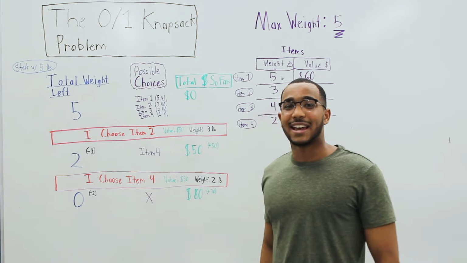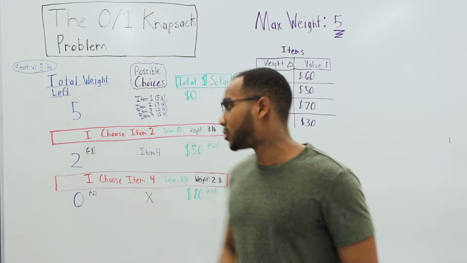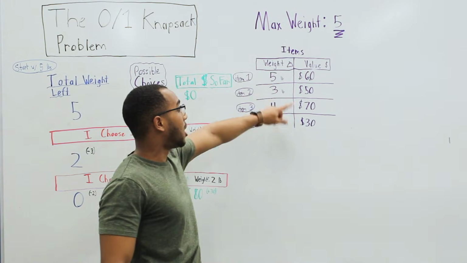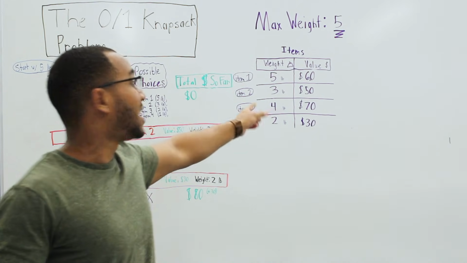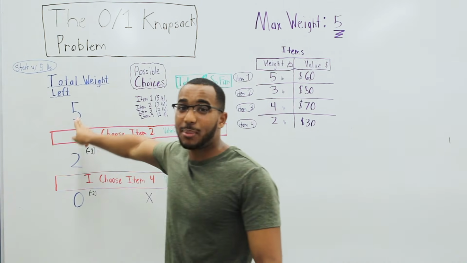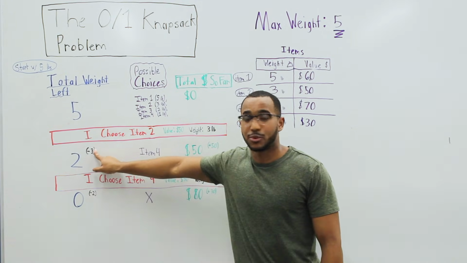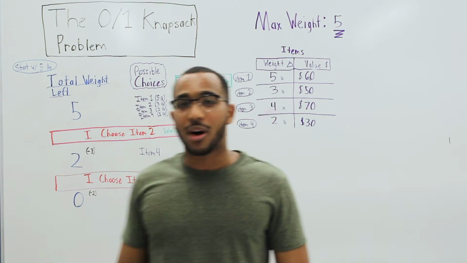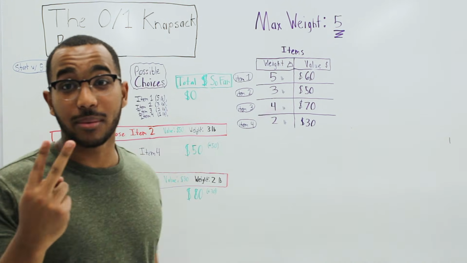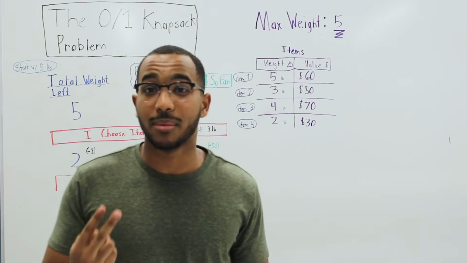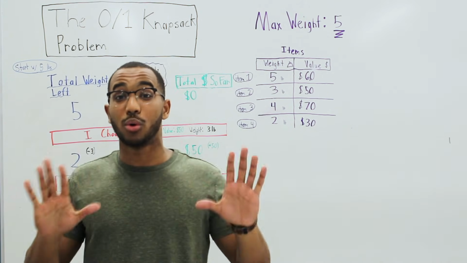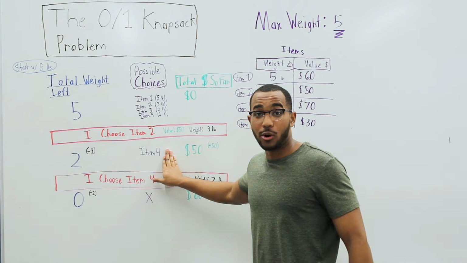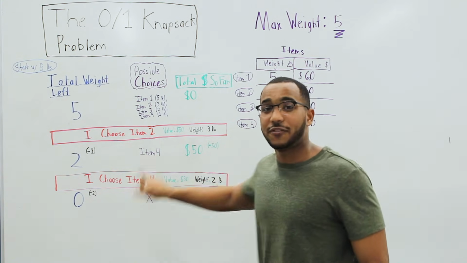Let's say I want to choose item 2. Item 2 is worth $50 and it's 3 pounds. I started with 5 pounds. I subtracted 3, so I have 2 pounds left. What can I choose now? What other items are within 2 pounds? We only have one item that's 2 pounds. So the only choice I can make from here is item 4. And how much value do I have? I have $50.